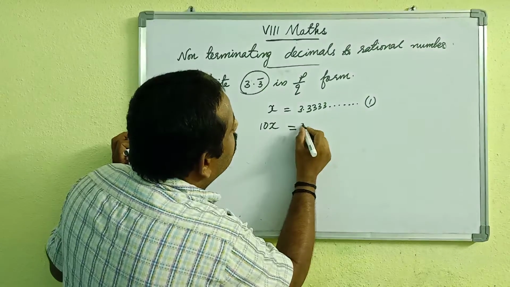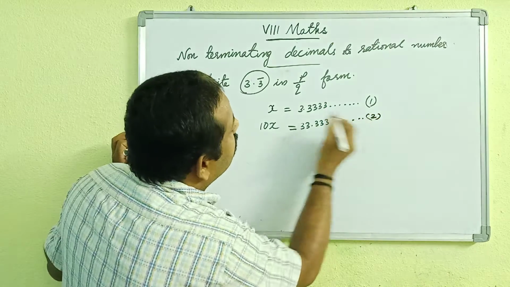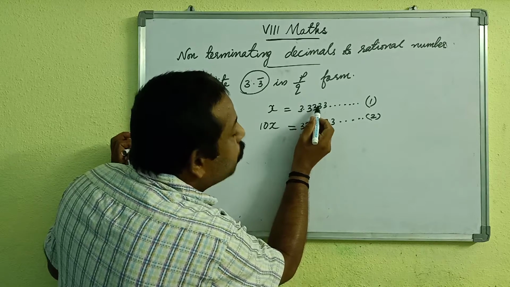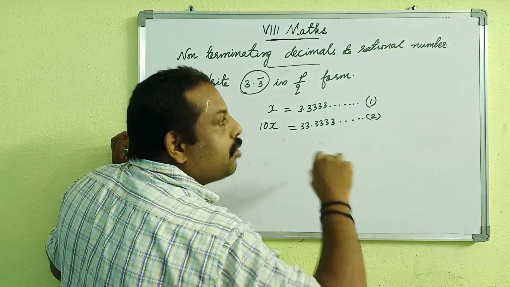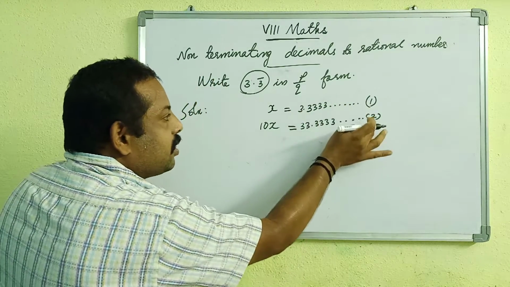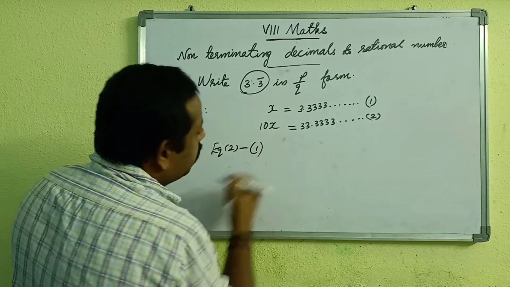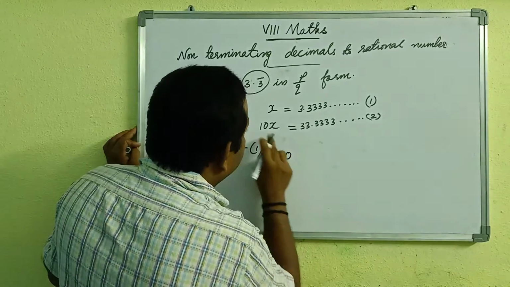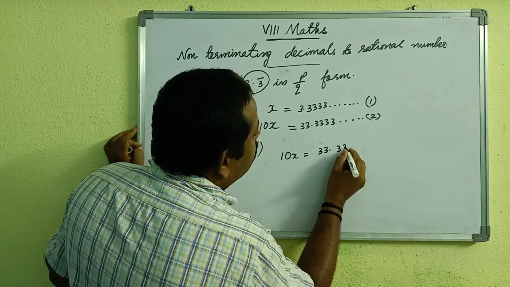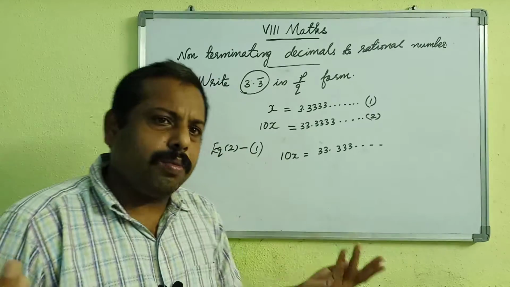So we will write 33.3333 like that. This point will go after one number if you multiply by 10. If you multiply by 100, the point will go after two numbers. That means as many zeros as there are, that many places the point will travel right. Now we have got the first equation and the second equation. Now equation 2 minus 1. Second equation: 10x is equal to 33.3333, 3, 3, 3. You can write as many 3s here. As it is repeated, even if you write just one 3, there is no problem.